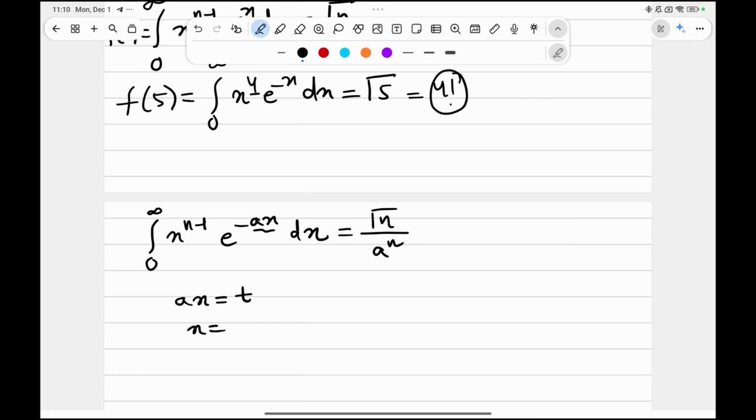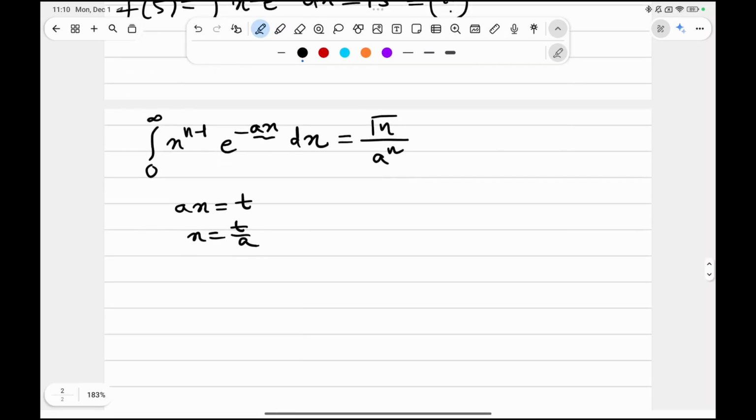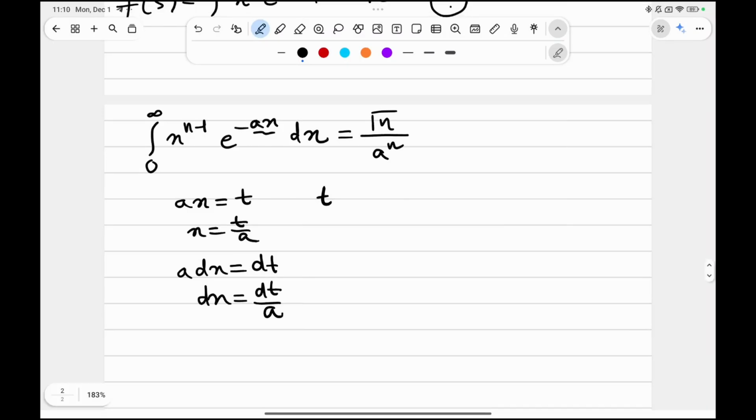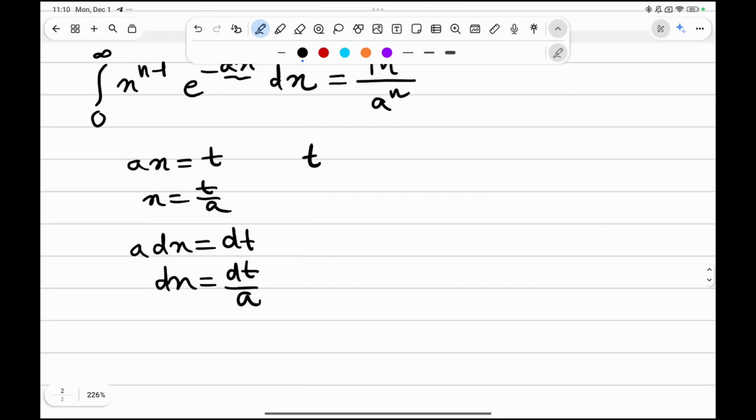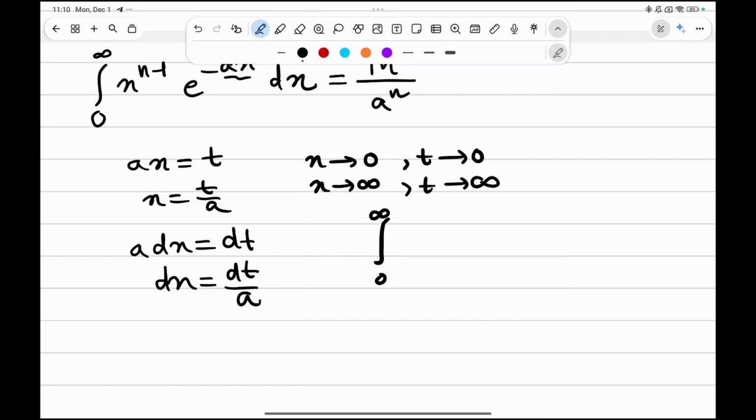So x becomes t by a, and a dx equals dt, so dx equals dt by a. Also, if x belongs to 0, then t also goes to 0, and x goes to infinity, then t also goes to infinity. So the limits do not change, and it becomes (t by a) to the power n minus 1, e to the power minus t, dt by a.